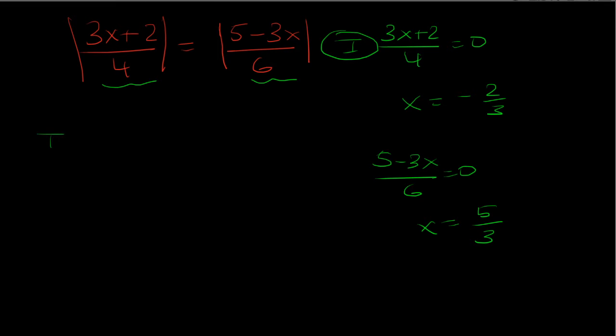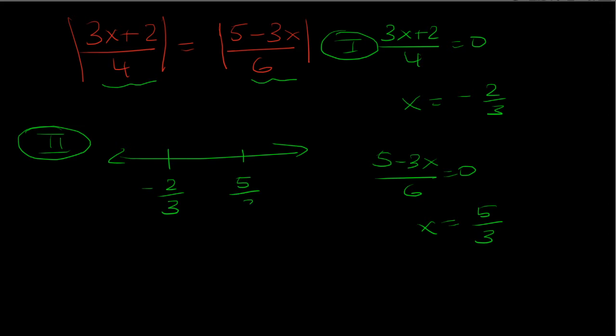The second step is to make a number line, because this organizes us very well. So we have negative 2/3 and 5/3. And now there's going to be 3 cases: 1, 2, 3. So x less than negative 2/3, x between negative 2/3 and 5/3, and x bigger than 5/3.